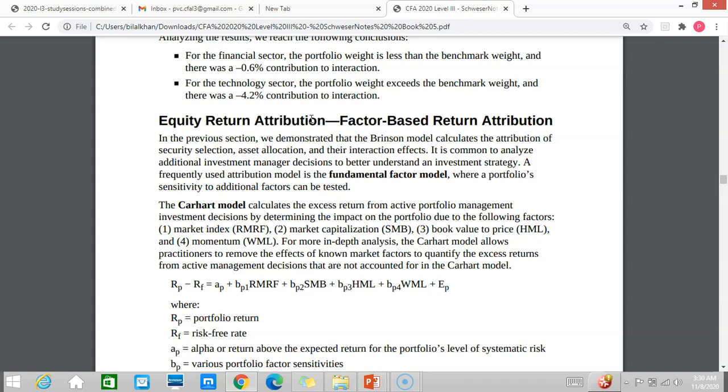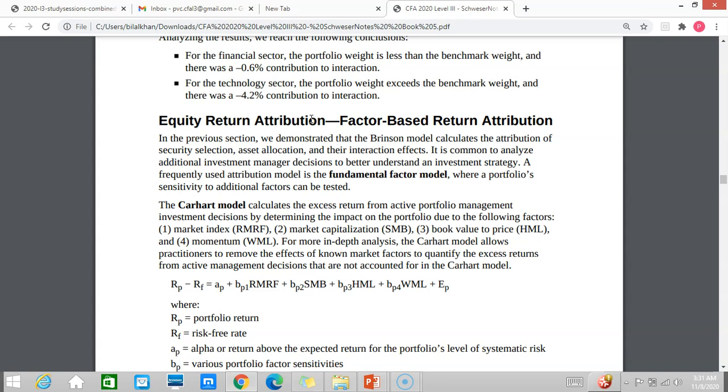What is Carhart model? In Carhart model, your excess return, which is portfolio return minus risk-free return, is attributed to these factors, which is your alpha, plus beta into market risk premium, that is market return minus risk-free rate, plus business size premium, which is small business minus big business return, plus market value, book value to price ratio, which is high book value to price minus low book value to price, plus winner minus loser, which is your momentum. So all these factors lead to return.